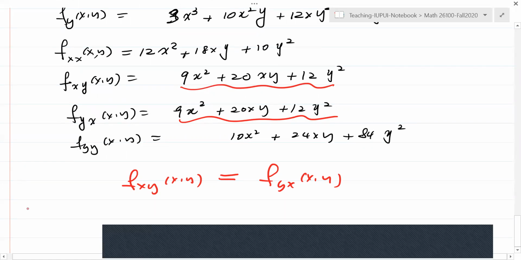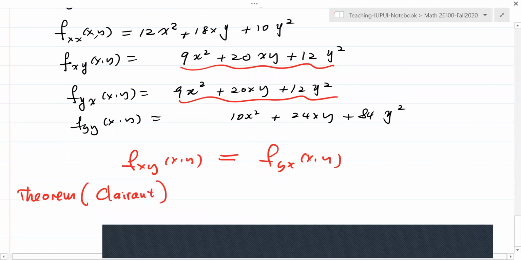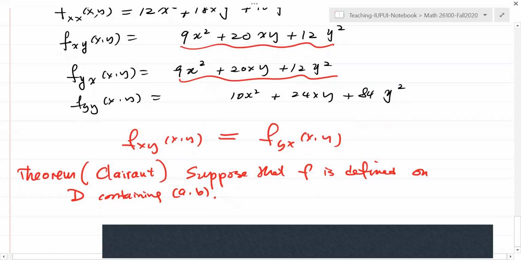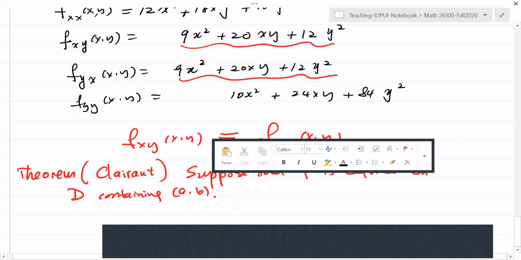And here, let me state the theorem. Okay, this is discovered by him. Okay, we have to assume that f is, suppose that f is defined on domain D. Okay, not necessarily this, called domain D, containing the point A and B. Okay, we also have to assume that the partial derivatives are continuous. Otherwise, it's not true.